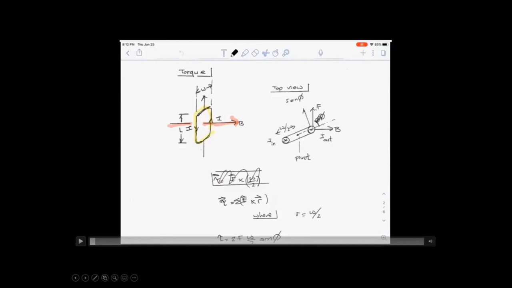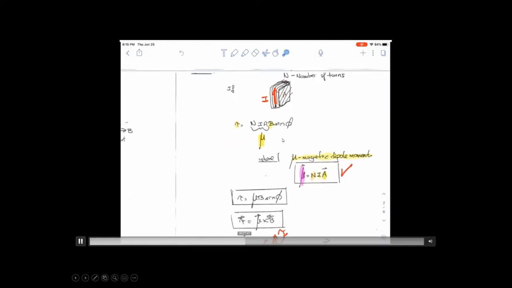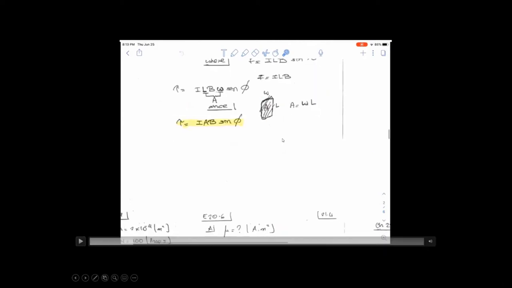It's going to experience a torque until the area vector lines up. When I say area vector, area has a size, and it also has a direction. It's pointing in this direction, which means it's a vector. So if the area vector is lined up with the direction of the magnetic field, the net torque is going to be zero, and it's going to stop spinning at that point. As long as there's an angle between the area vector and the external magnetic field, it's going to experience a torque.